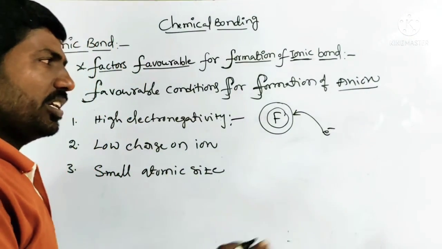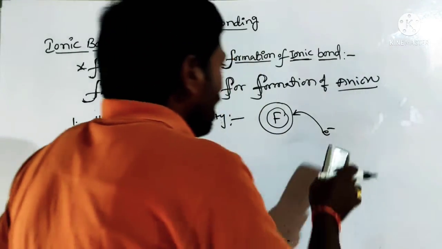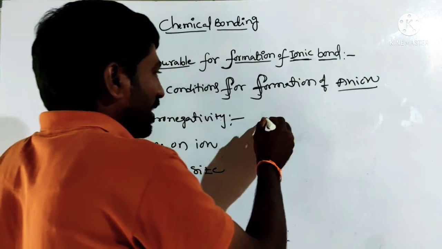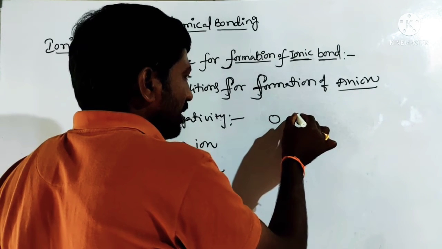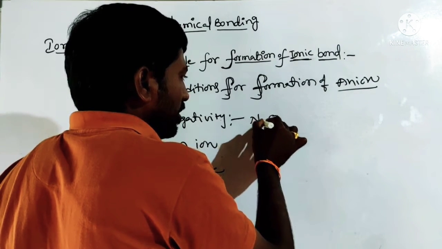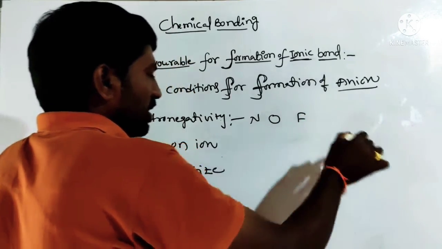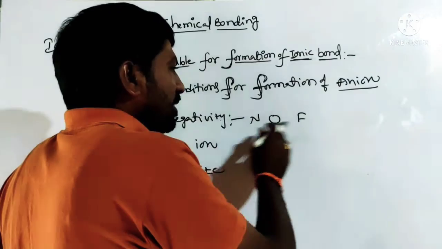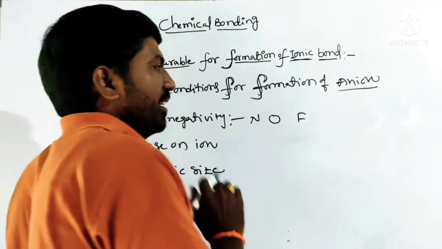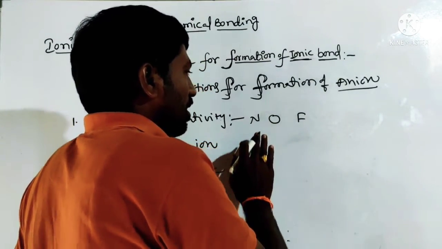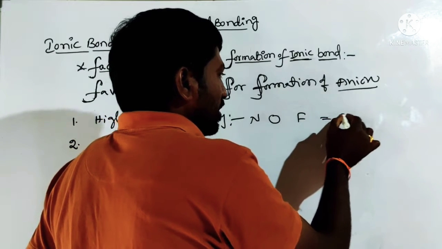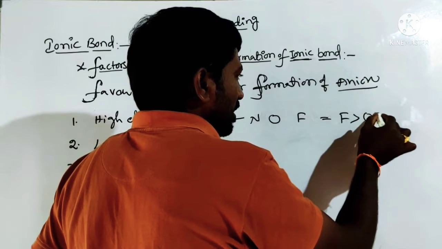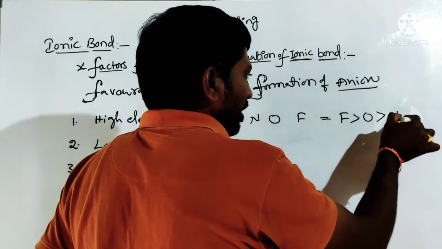So electronegativity increases from left to right in the periodic table. Nitrogen, oxygen, fluorine are electronegative atoms in one period. Which is more electronegative? Left to right, I said, no? Fluorine is more electronegative than oxygen, and oxygen is more than nitrogen.